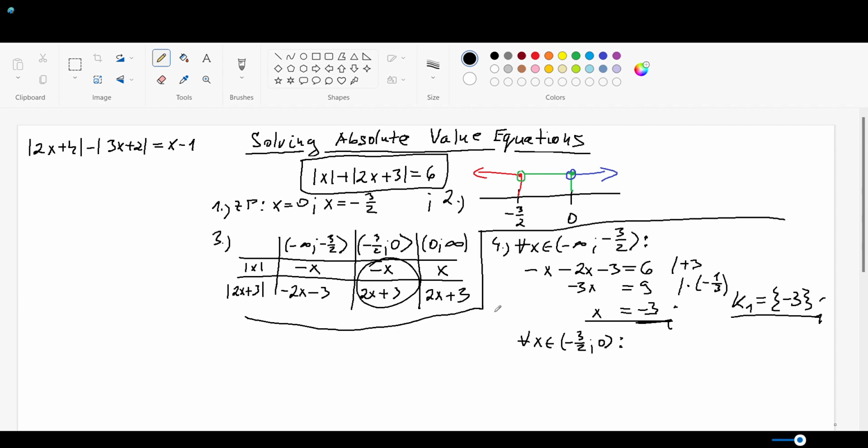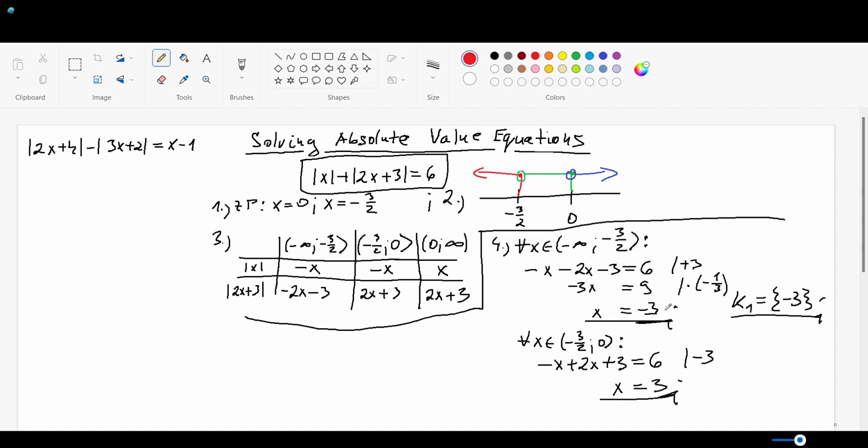And it's going to be the second column, so my equation will be negative x plus 2x plus 3 is equal to 6. To solve this equation, you can see very easily that you can again take away 3, and if you simplify this expression, it's going to be x is equal to 3. Okay, so this is the solution of this equation, but over the whole real numbers.